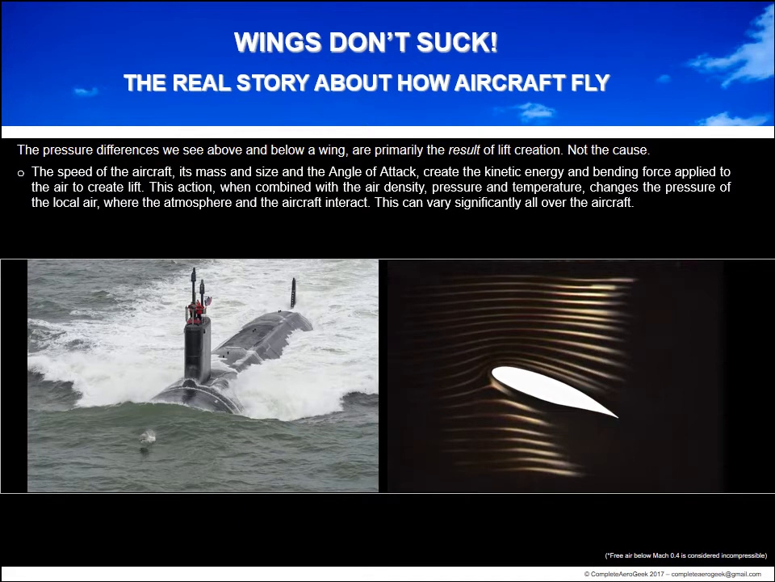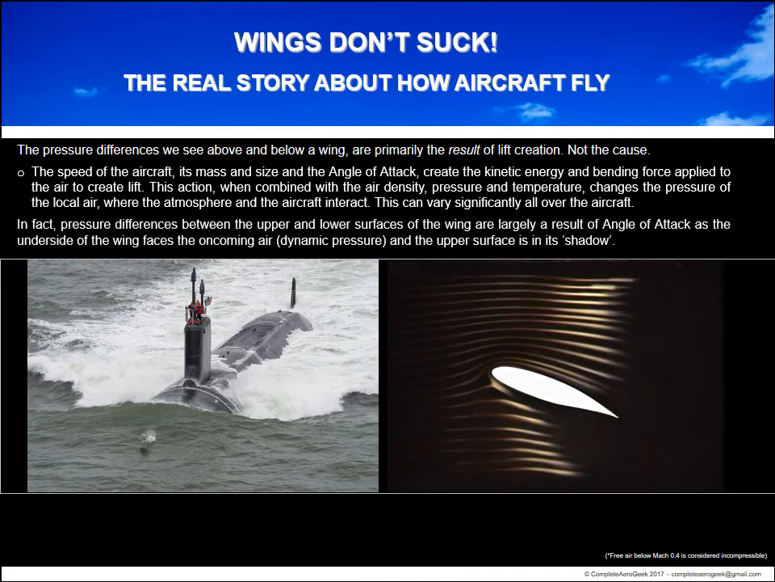This action, when combined with the air density, pressure and temperature, changes the pressure of the local air, where the atmosphere and the aircraft interact. This can vary significantly all over the aircraft. In fact, pressure differences between the upper and lower surfaces of the wing are largely a result of angle of attack, as the underside of the wing faces the oncoming air, and the upper surface is in its shadow. Importantly, an increase in pressure does not mean the air is compressed, just that the air is pushed.